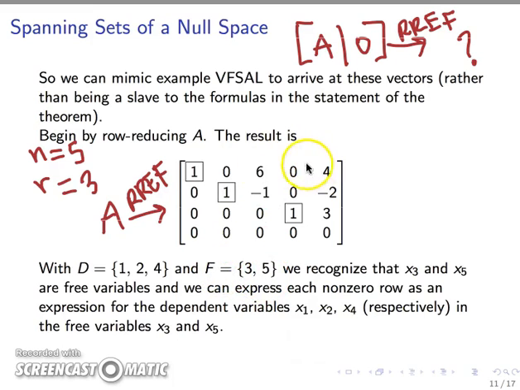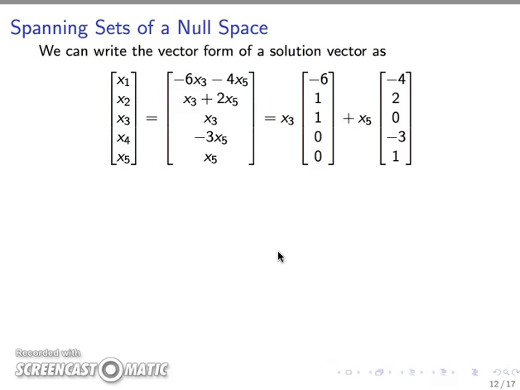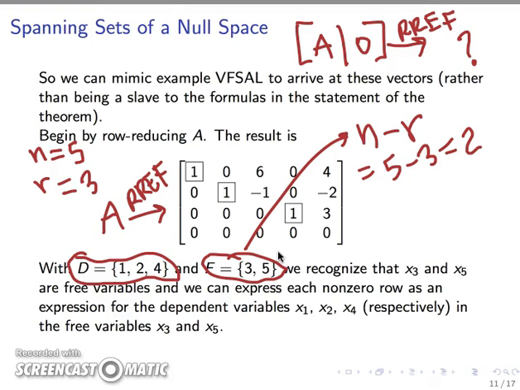Since this is not the augmented matrix, we collect the indices. The set D contains 1, 2, and 4. These are going to be the dependent variables. And importantly, the free variables are, in this case, 3 and 5. Precisely the number of free variables follows from the calculation n minus r, which in this case is 5 minus 3, and that equals 2. So there will be 2 free variables with indices 3 and 5, and we can represent the solution vector based on the information out of the RREF.